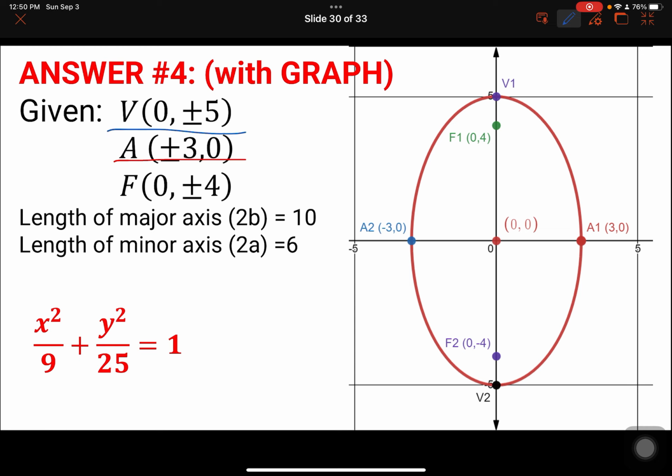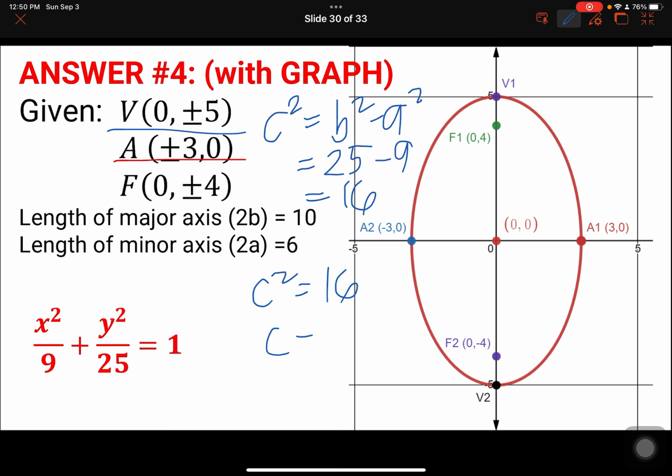Then, foci. Paano nakuha si foci? So, C squared is equal to B squared minus A squared. So, 25 minus 9 is equal kay 16. So, C squared is 16, ang C natin magiging positive, negative 4. Kaya po 4 yun nandito.